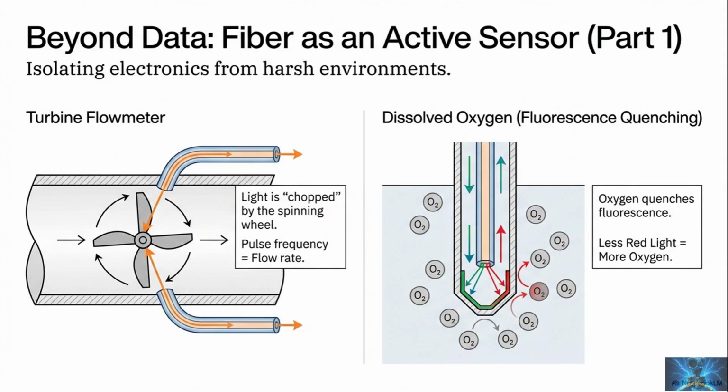Another example is dissolved oxygen measurement using fluorescence quenching. Oxygen reduces fluorescence. Less emitted red light corresponds to more oxygen, so fiber can be used to measure physical and chemical variables in ways that are robust in nasty environments.